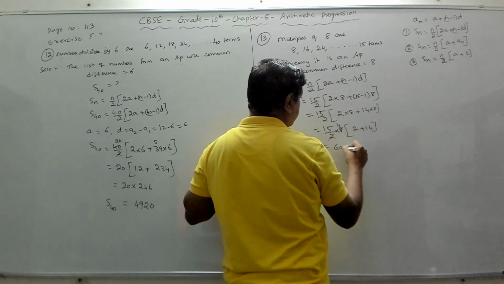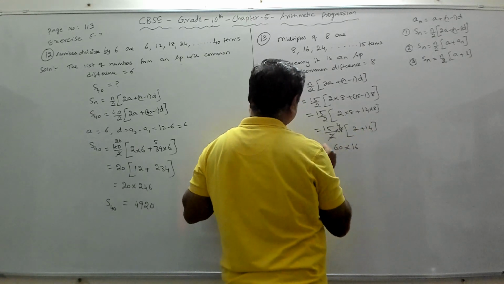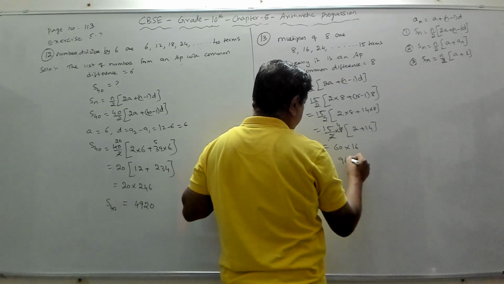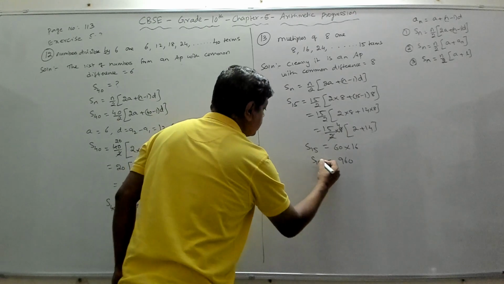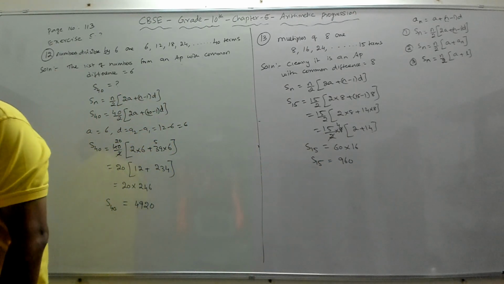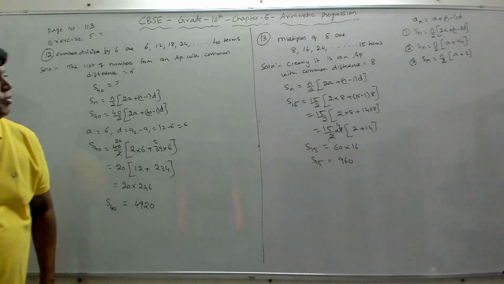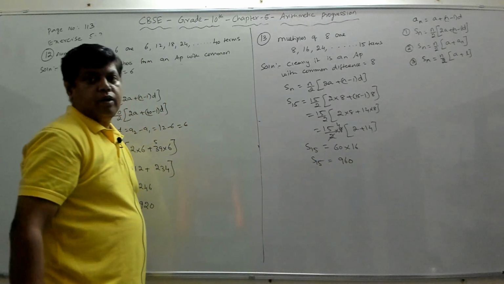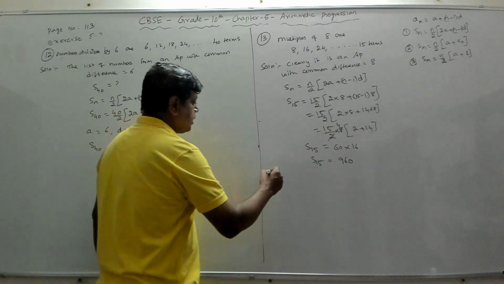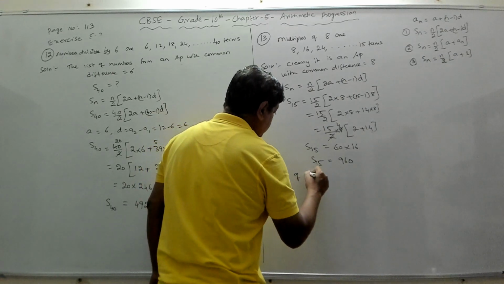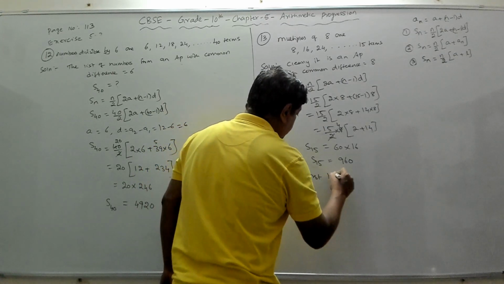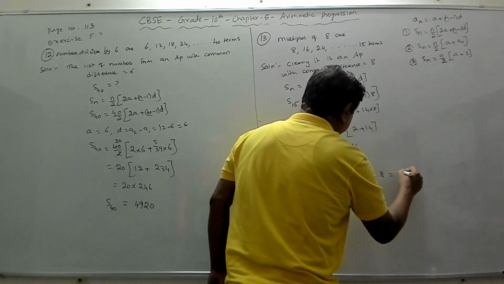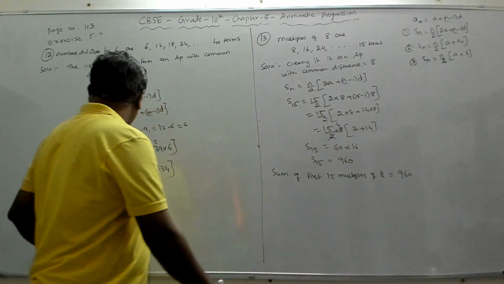You get 60 into 2 plus 14 is 16. That is your S15. So your S15 will be 16 sixes are 96, and 0, so S15 is 960. So if you add the sum of the first 15 multiples of 8, the sum is 960. So we can even say the conclusion: sum of first 15 multiples of 8 equal to 960.